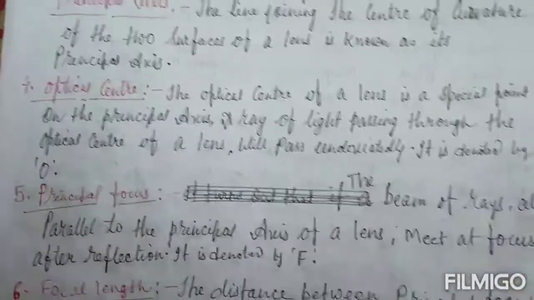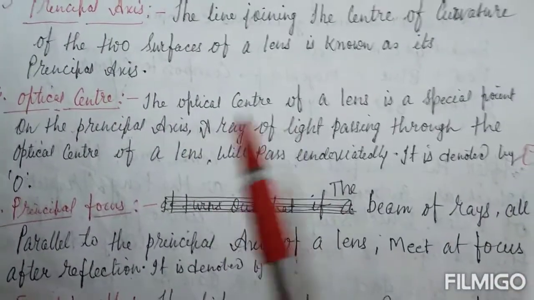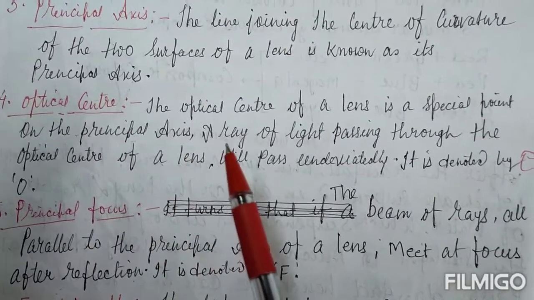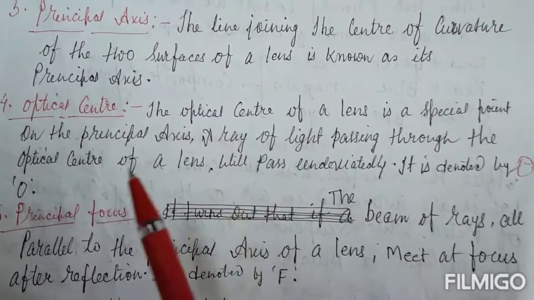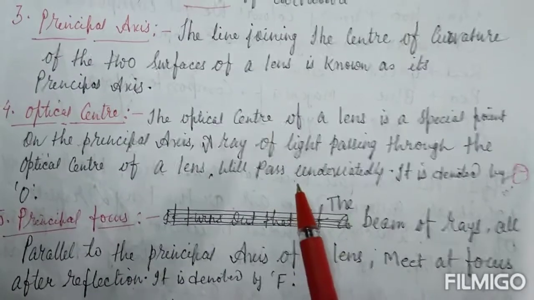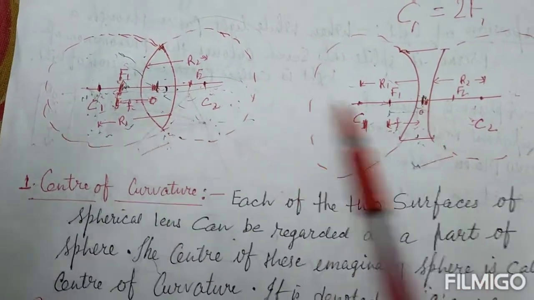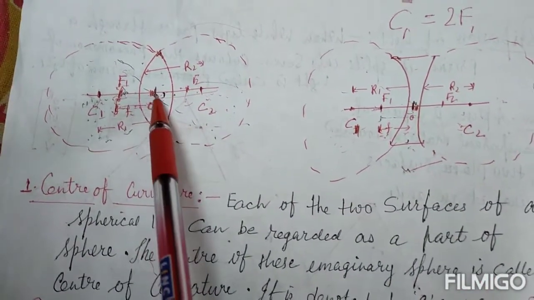Next is optical center. Optical center is a very special point of the lens. The ray of light which passes through the optical center will not deviate. It will pass undeviated. This is a special point, and this is the center point of the lens. This is denoted by O. This is the optical center.